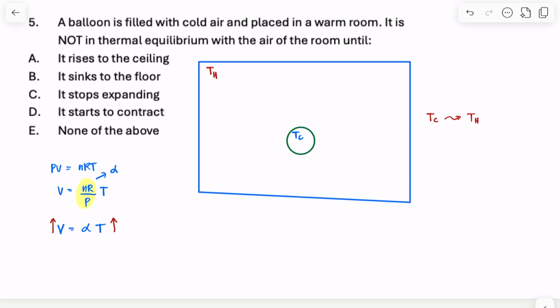And what's the consequence with the balloon? The balloon, since the temperature is directly related to the volume, will also expand in size or change its volume by increasing the volume. So the balloon is not in thermal equilibrium with the room until it stops expanding. So this is the correct answer. For it to be in thermal equilibrium with the room, for it to raise its temp to be equal to T sub H, the consequence is for it to expand its volume also.